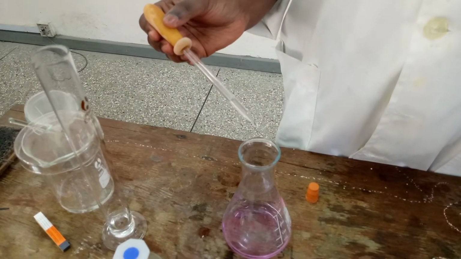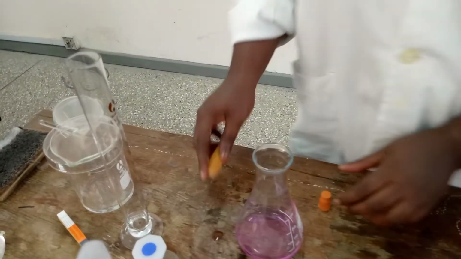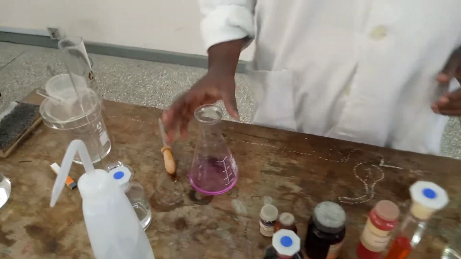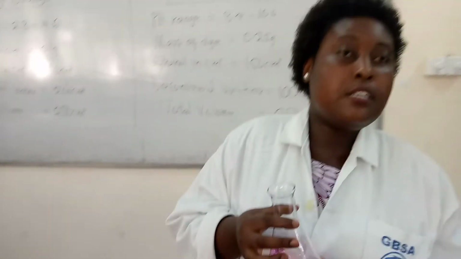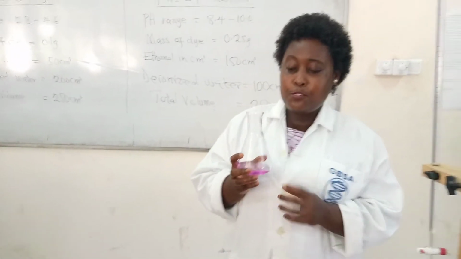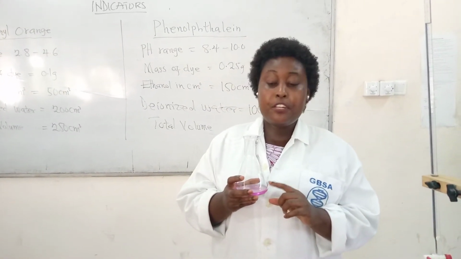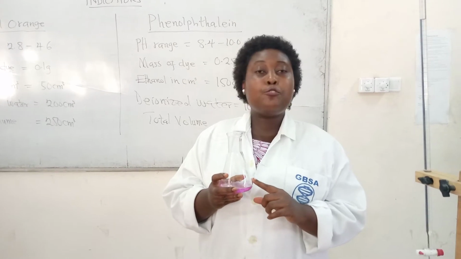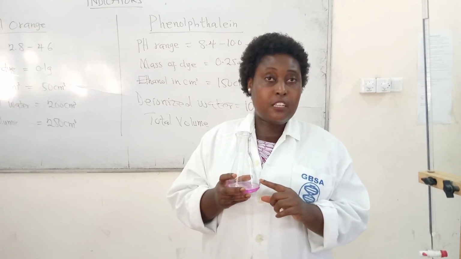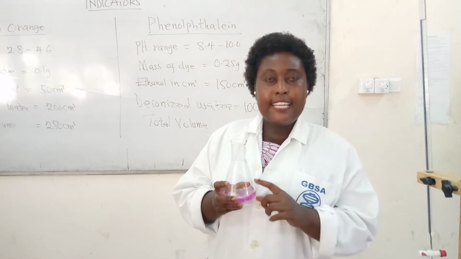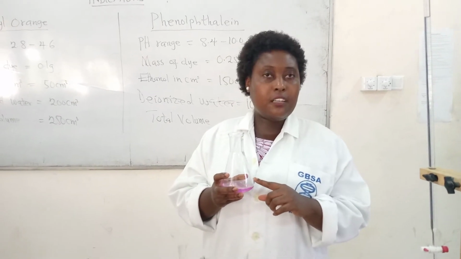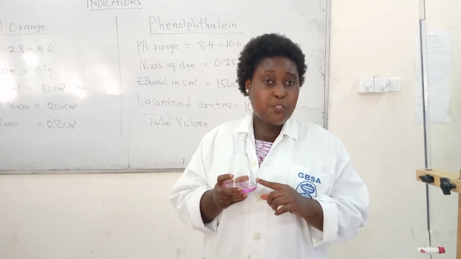You can see the indicator I just prepared is working because it has changed color in basic medium. What was in the conical flask was dilute sodium hydroxide, which is basic. So when I added the indicator, it changed pink, which means our indicator is working.